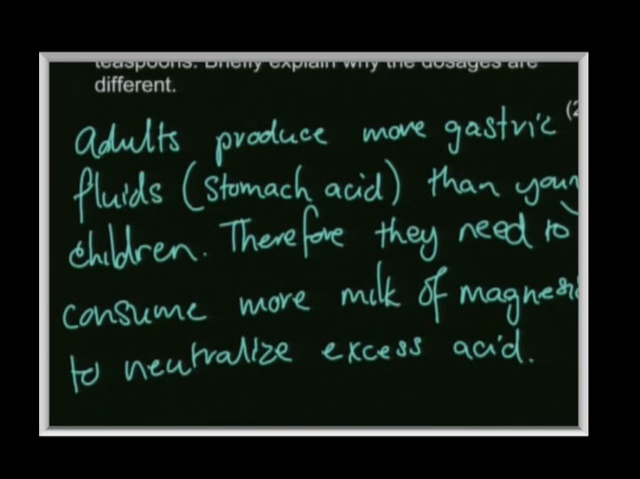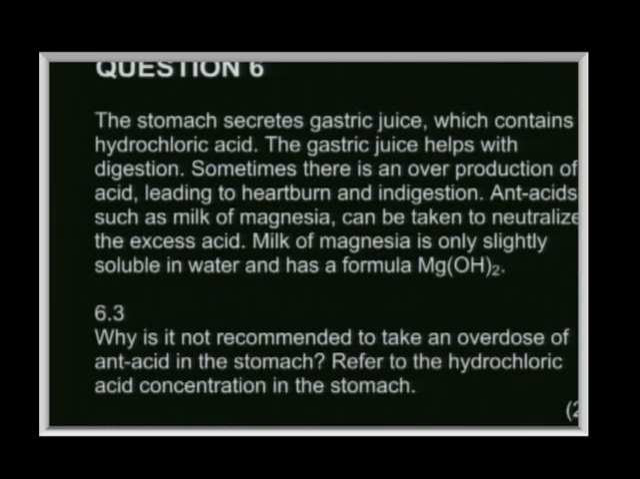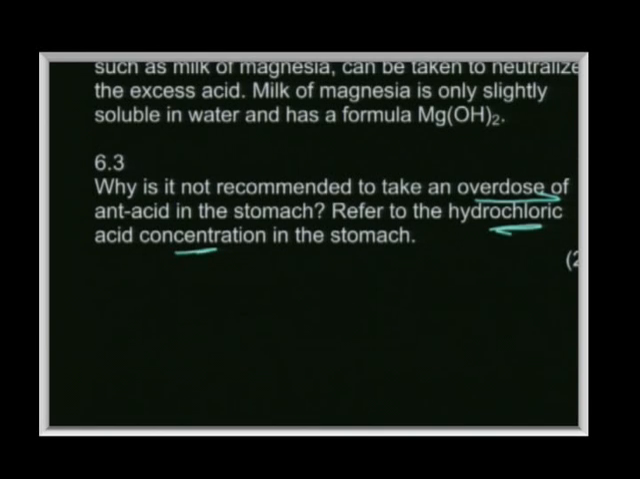Okay, let's look at question 6.3. 6.3 asks us, why is it not recommended to take an overdose of antacid, or stuff that will relieve heartburn? They want us to refer to the hydrochloric acid concentration in the stomach. Now, when you consume milk of magnesia or any type of antacid, what it basically does is it allows an acid-base reaction to take place. This acid-base reaction causes the base to neutralize the effects of the acid. That is going to increase the overall pH in your stomach.